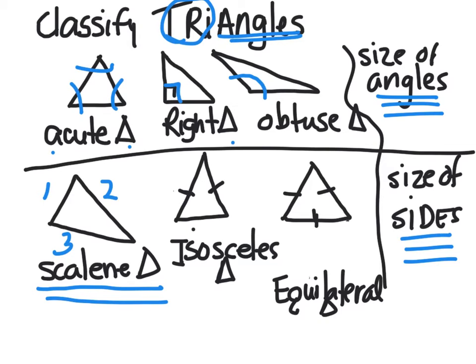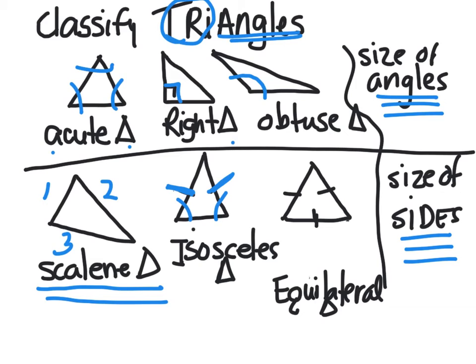Then the second one would be isosceles. And isosceles is that you have a triangle and 2 sides are equal to each other or congruent segments. All right, and so that means that this side is congruent with this side. Remember the tick marks. And that's an isosceles triangle. And so that also means that there are 2 angles that are congruent.